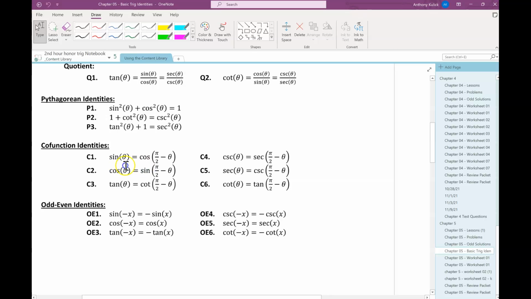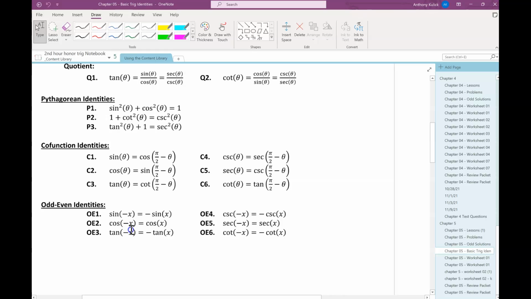So like cosine is equal to sine of its complement. Tangent is equal to cotangent of its complement. Cotangent is equal to tangent of its complement. Cosecant is equal to secant of its complement. Secant is equal to cosecant of its complement. In fact, the prefix co on cosine, cosecant, and cotangent is short for complement. It's like cosine is the complementary function to sine. Cotangent is the complementary function to tangent. Cosecant is the complementary function to secant. That's what the co stood for.